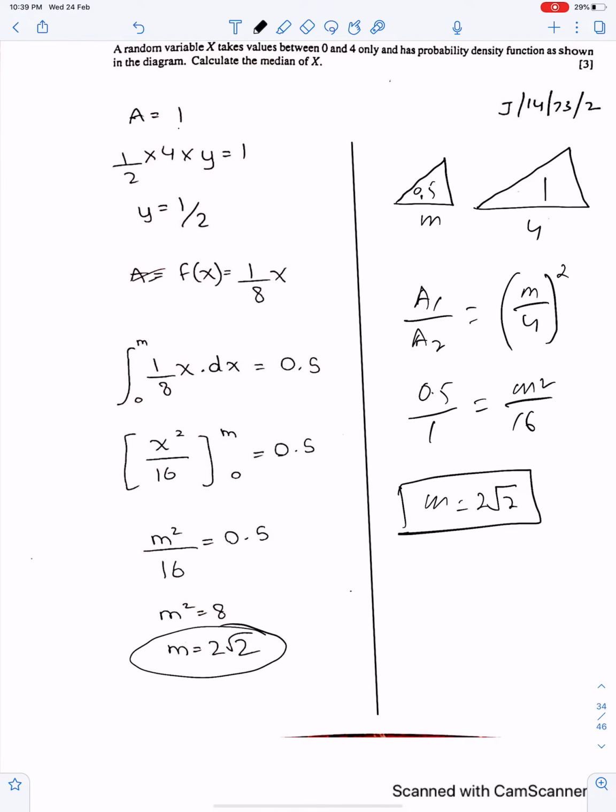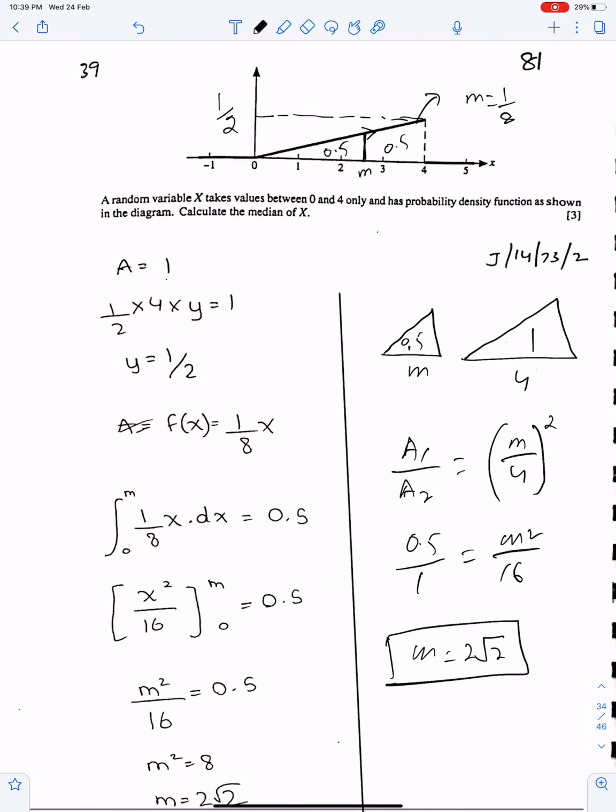So this is M. So you have both the methods. You can use any method. Both methods are fine.